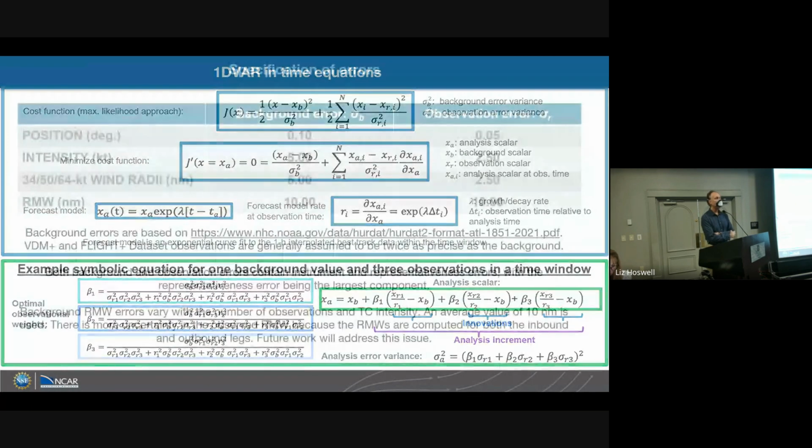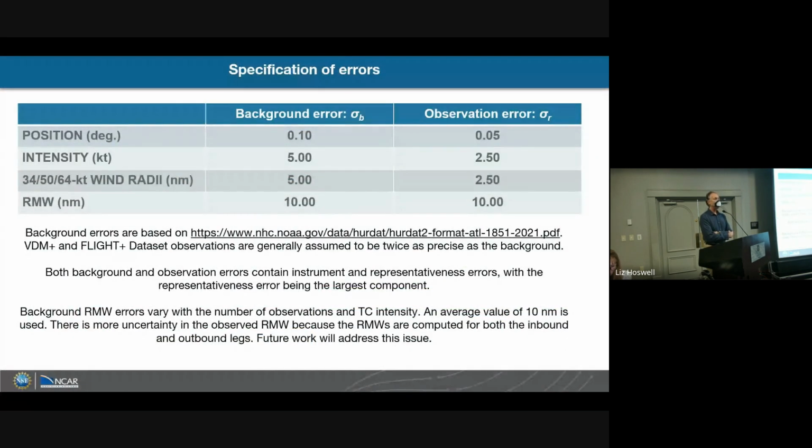Next. Okay, of course you have to specify errors. Just for now, we're using the HURDAT documentation background errors. And for the observations, we're estimating that those are half the size of those. But the cool thing is with this rich mountain of data that we've collected, we can now do validation studies and pull out what these might actually be for different instruments and plug those in. We haven't done it yet, but that's something that we're looking toward in the future.